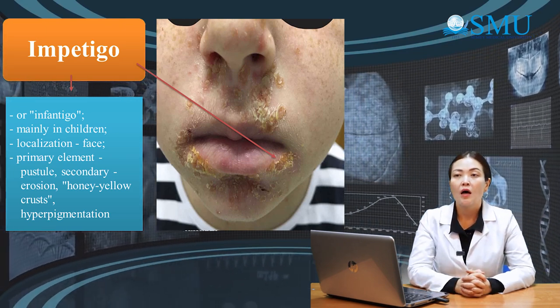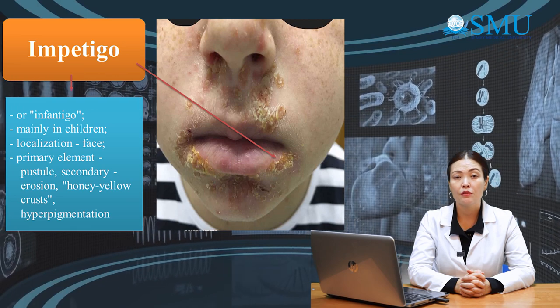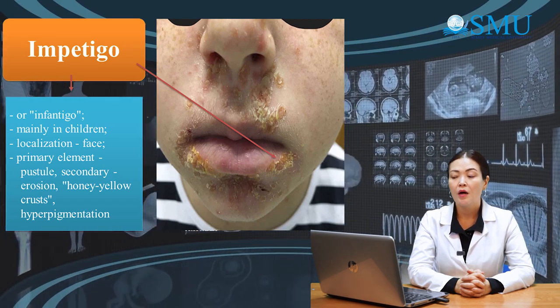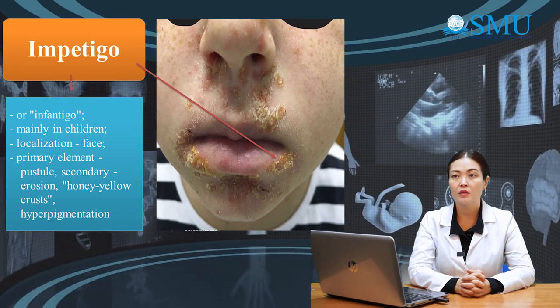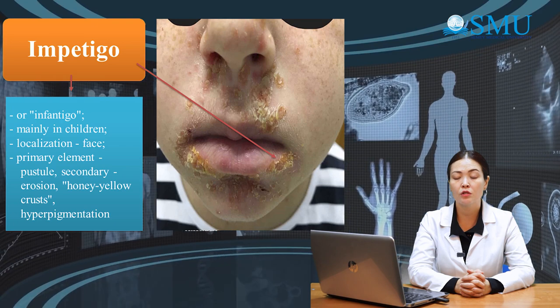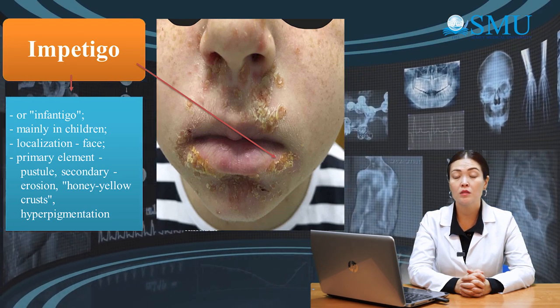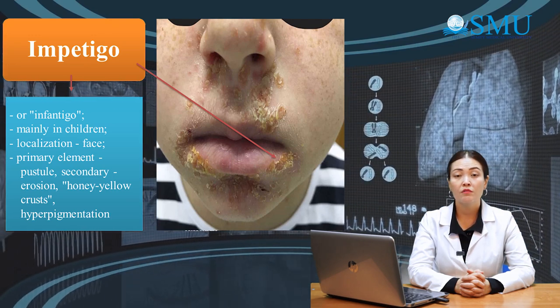In this situation, the primary lesion for the patient will always be a pustule. Sometimes in some books you can find another name for the primary lesion of this disease. It is called phlyctena. So, what does phlyctena mean?